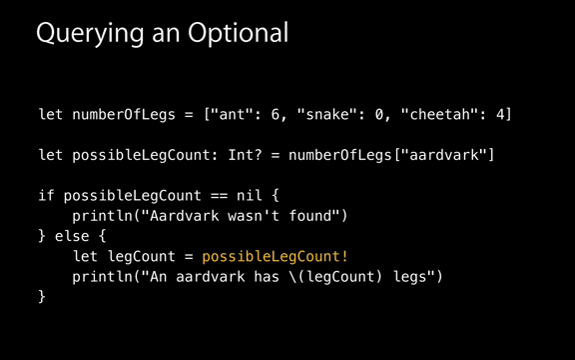Notice I'm not specifying a type of leg count here. I don't need to, because this is an optional int. The compiler knows that it's an optional int, and when I'm forcing that value out, I get the underlying int. So leg count here is an integer.